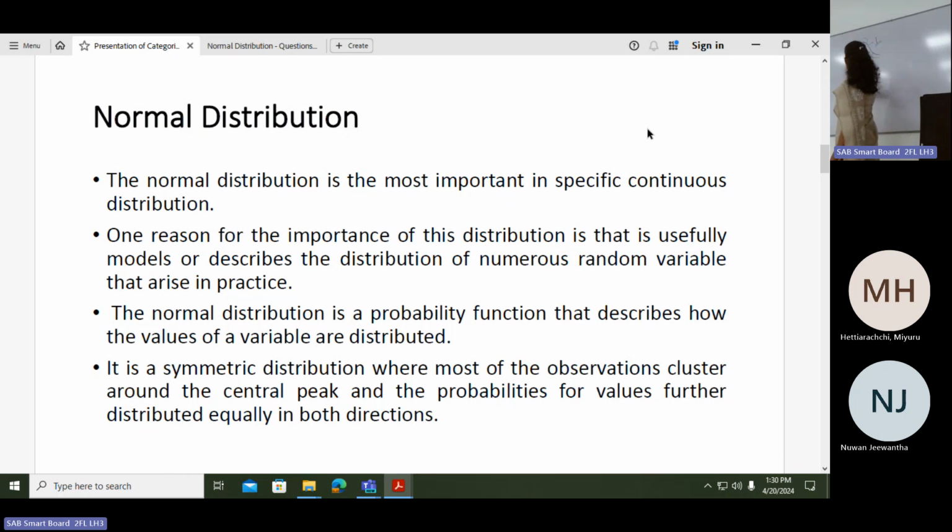Then what is the area of this part? How much? 0.5. Why? It's symmetric and this is the center point, so 1 divided by 2 is 0.5. Understood?